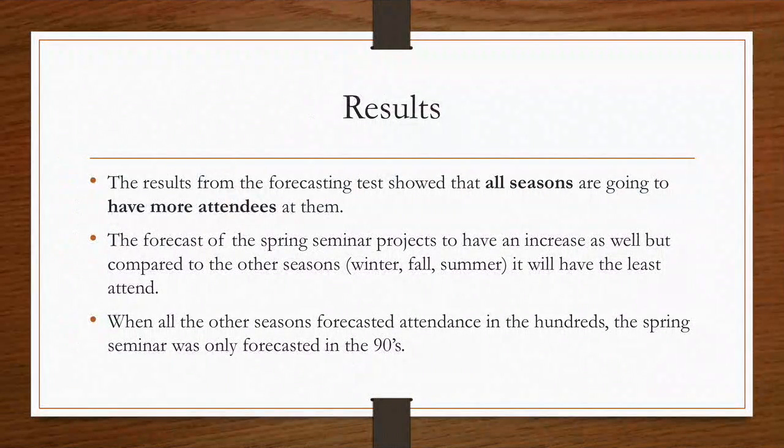Results. The results from the forecasting test show that all seasons are going to have more attendees. The forecast of the spring seminar projects to have an increase as well, but compared to the other seasons, it will have the least attendees. When all of the other seasons forecasted attendance in the hundreds, the spring seminar was only forecasted in the 90s.